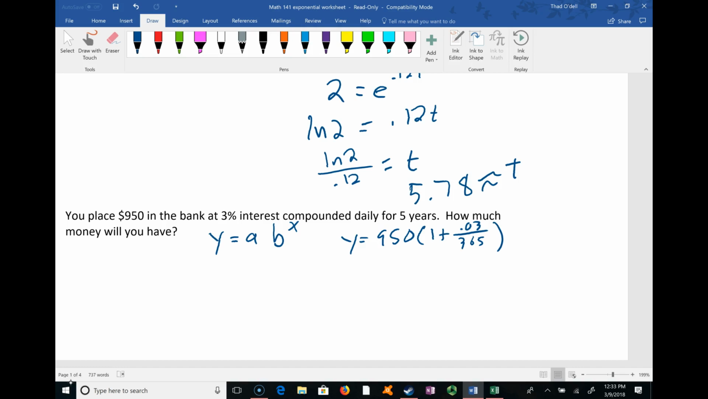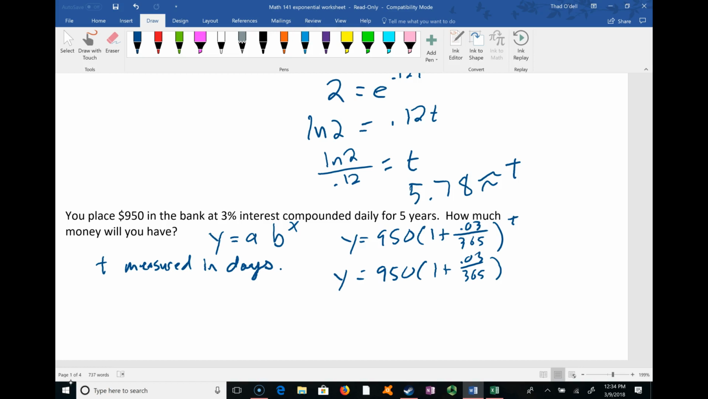And then because, again, it's a daily rate, we're compounding daily, the t up here is going to be measured in days. Okay? So now when it says how much money will you have 5 years from now, well, y is what I want to know. 950 times 1 plus 0.03 divided by 365. And in t, I'm going to put not 5, because remember, t is measured in days. So that'd be 5 times 365.